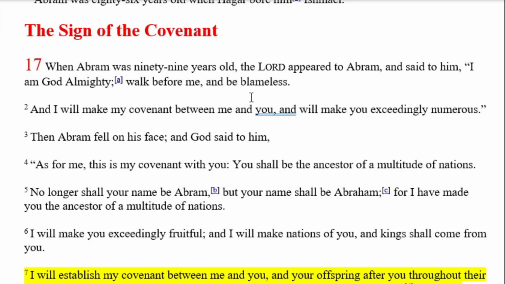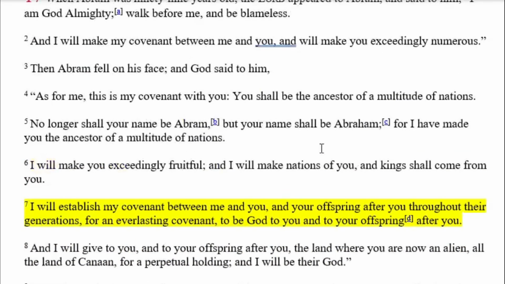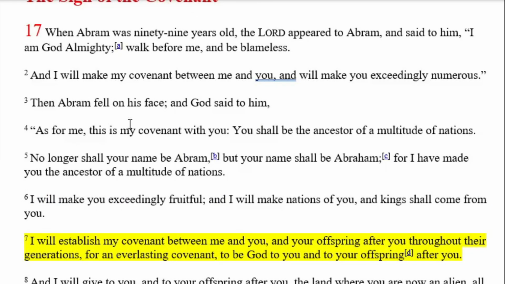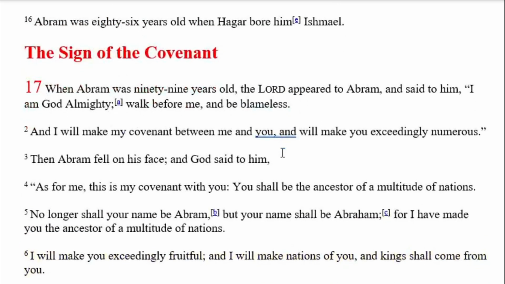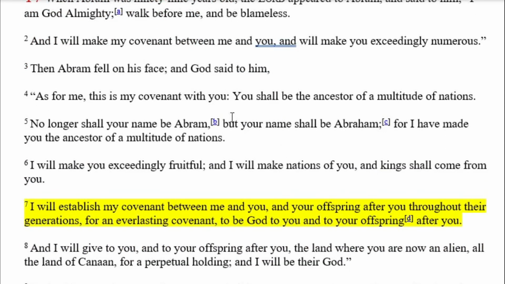Okay, what we have here in chapter 17. Abram is actually, this is where Abram is being called to Abraham. But listen to what this says. When Abram was ninety-nine years old, the Lord appeared to Abram and said to him, I am God Almighty. Walk before me and be blameless. So what happens right there is that God just showed up and started talking to Abram. And he changes his name to Abraham.